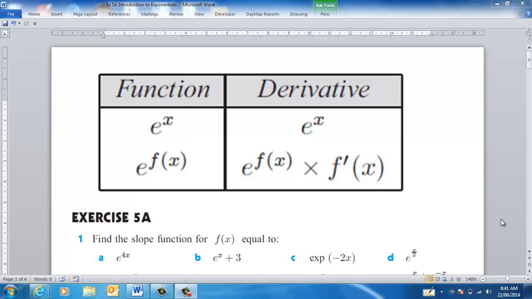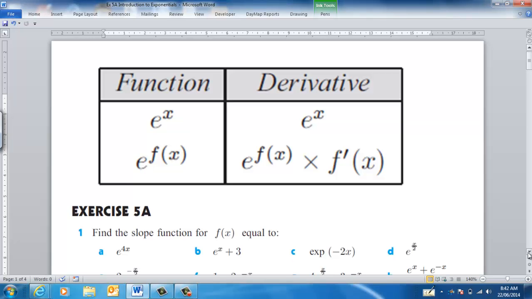Today we're just going to be looking at exercise 5A and learning how to do derivatives with exponentials. So the two rules that are in your book are simply: if you have e to the x, then the derivative is simply e to the x. For e to the function of something, you simply write e to the function and then times it by the derivative of that particular function. So let's do some examples.